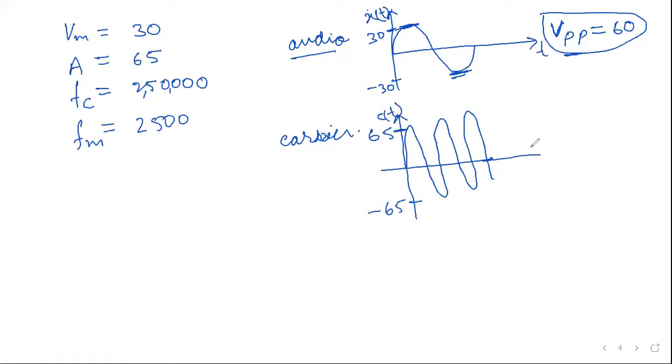Okay. So now we want to draw the modulated signal. You can easily see that here the amplitude Vm is less than A. So what does this case represent? Which type of modulation is this? Under modulation. Yes, Vm is less than A, so this is the case of under modulation.